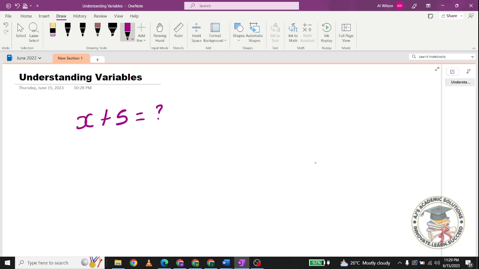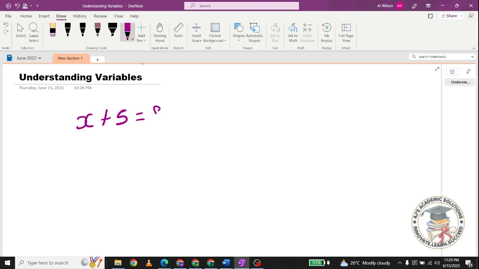x is your variable. And now you may ask, what exactly does that really mean? So think of a variable like this. It's a symbol that stands for an unknown quantity. It's just a placeholder. And we can replace x with different numbers until we find a number that makes sense.